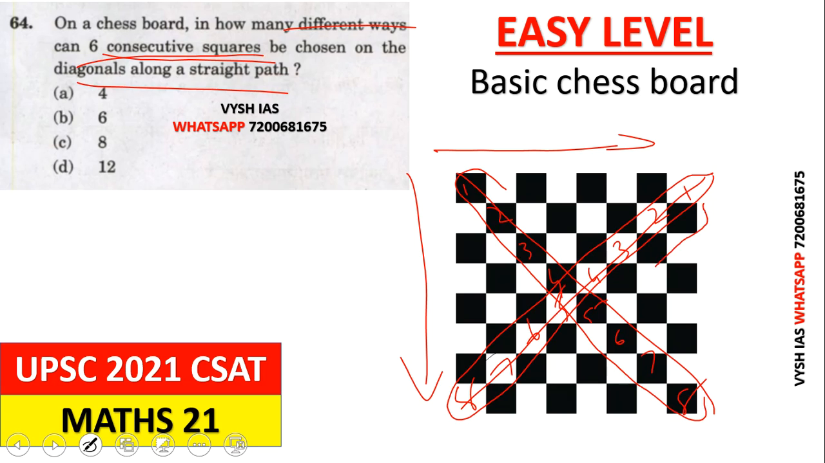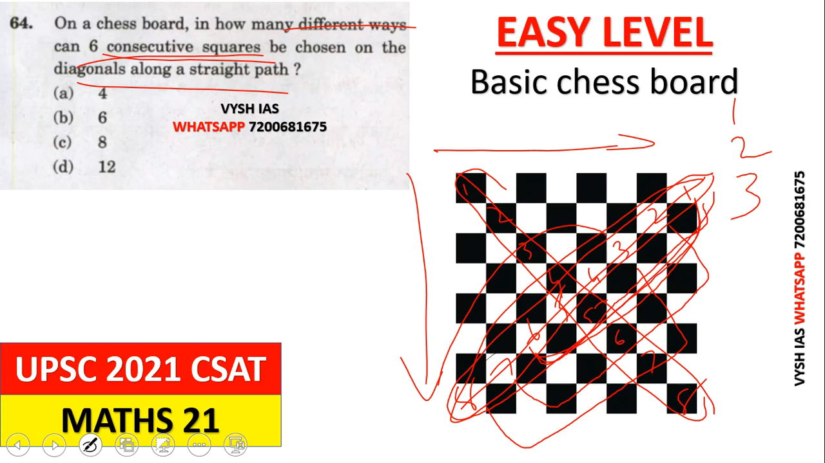So this is like 1, 2, 3, 4, 5, 6. This is one selection of 6 consecutive squares. Then from 2 I'll start: 2, 3, 4, 5, 6, 7. This is the second selection. Then from 3 I will start, 3 to 8 is also 6. So I got the third selection. This is on one diagonal. This is the maximum. On one diagonal, I can take 3 selections of 6 consecutive squares.